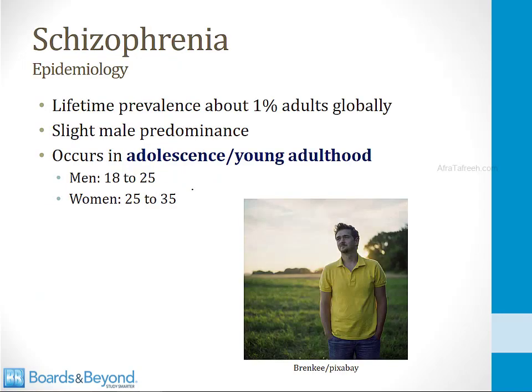The lifetime prevalence of schizophrenia is about 1% globally. It has a slight male predominance, and it typically occurs in adolescence or young adulthood. In men, it occurs at about 18 to 25 years of age, like this guy on the screen here. And in women, it occurs at about 25 to 35 years of age. And this is very unfortunate because people with schizophrenia have often led normal lives up until the point when they develop this disorder. And then suddenly they develop features of psychosis and cognitive impairment and negative symptoms. And in many cases, this pulls them out of normal functioning in society.